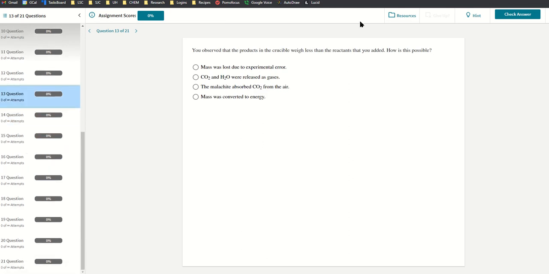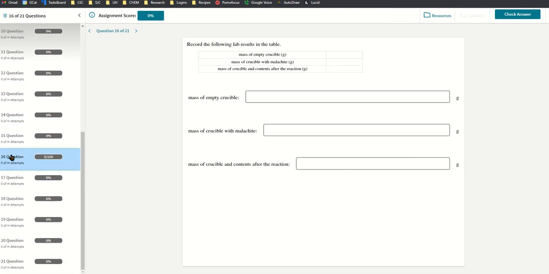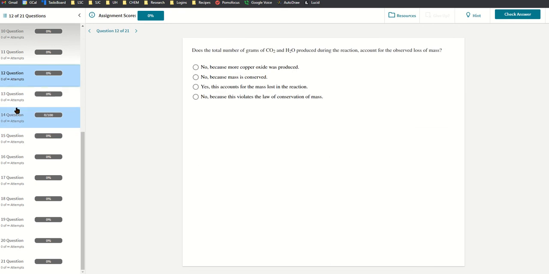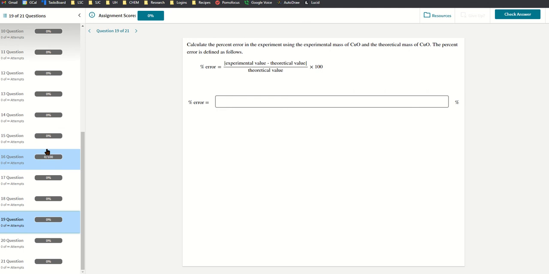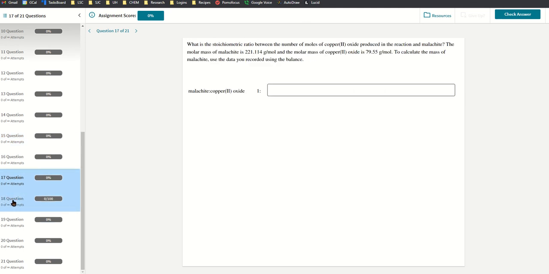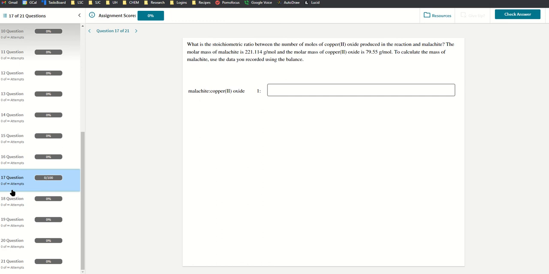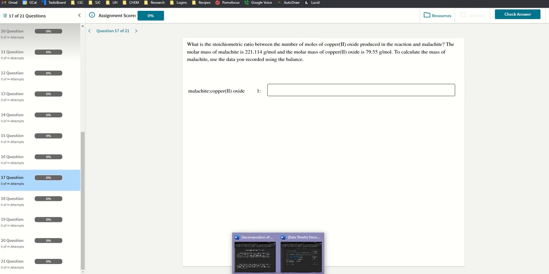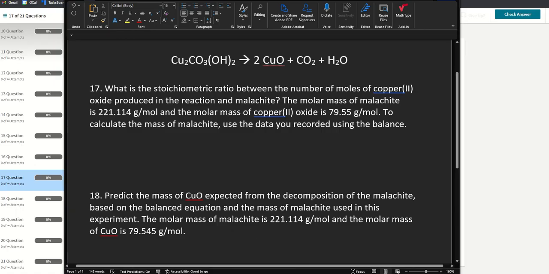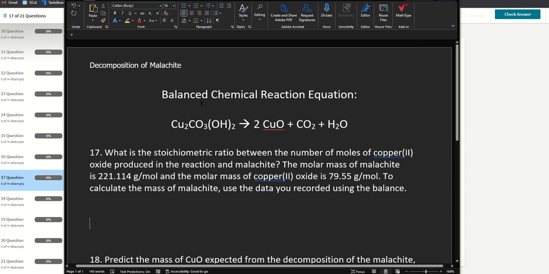So yeah, these are more qualitative, just knowledge about the types of reactions in general. And then we get to these questions 17, 18, and 19, and these are a little bit challenging because they require you to do some calculations related to what we are recording and completing in the lab. So what I did was I transferred these questions over to a Word doc. So we're going to discuss this.